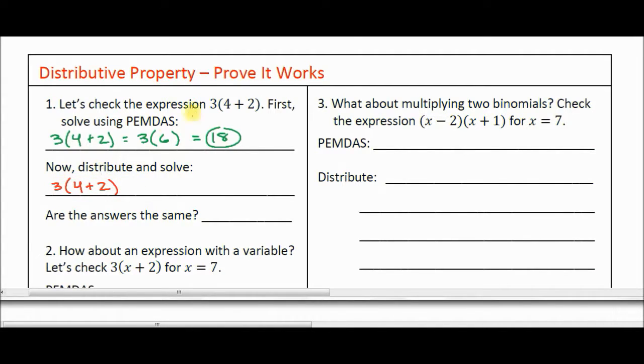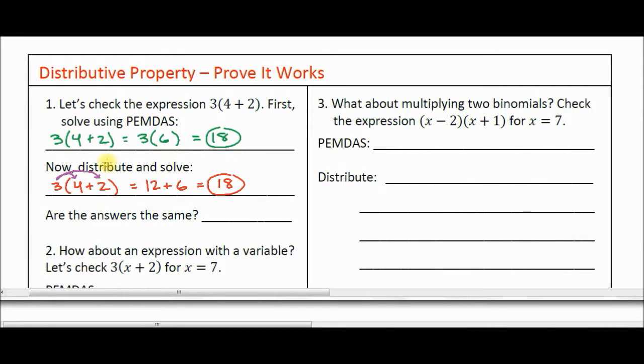And let's distribute. Remember, distributive property. We're going to distribute the 3 to the 4, and then we're going to distribute the 3 to the 2. So first step is 3 times 4, which is 12. And 3 times positive 2 is positive 6. And 12 plus 6 is 18. So take a look. Either way, the normal PEMDAS method or our distributive property, we get the exact same answer.